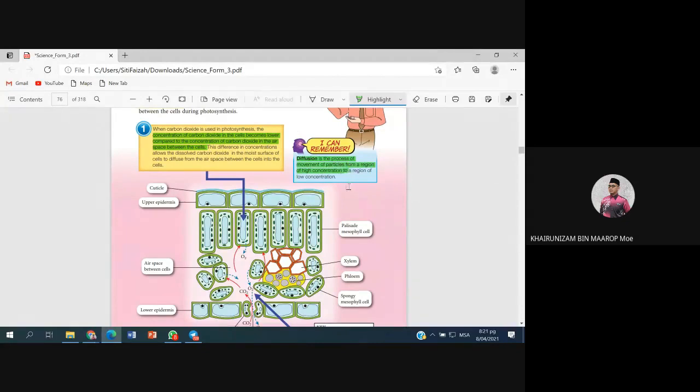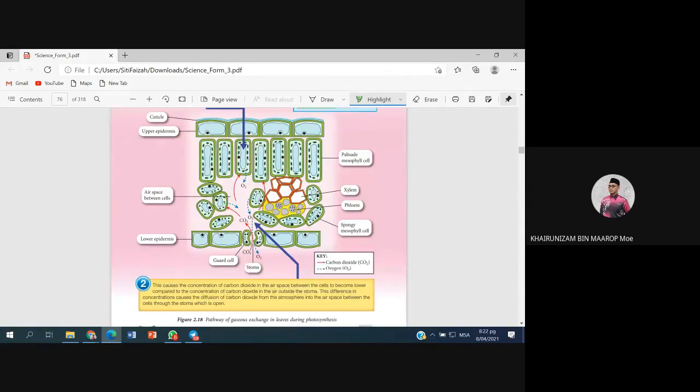Okay, this is the meaning of diffusion. So the photosynthesis process takes place with the moving of carbon dioxide, where the concentration of carbon dioxide in the cells becomes lower compared to the concentration of carbon dioxide in the airspace between the cells. It occurs here.